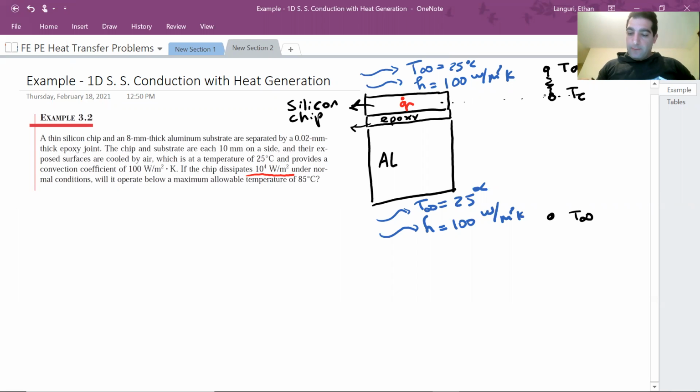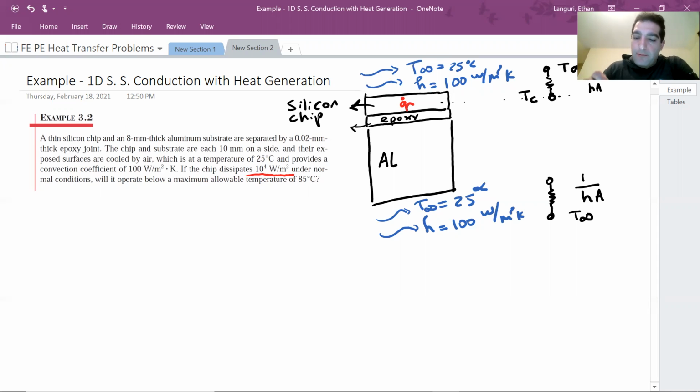Same thing here, from aluminum to the air underneath. I have a convection resistance, and as you remember, you can show convection resistance with 1 over HA, or 1 over H if you're dropping the A. So let me show the full form, 1 over HA, and here 1 over HA. And by the way, because H values are the same, and of course A values are the same, you don't need to call it H1 or H2. So that one was T sub C, which is the chip temperature.